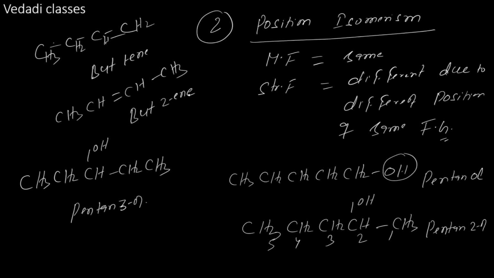So but-2-ene is the isomer of but-1-ene. There is a change in position from 1 to 2. So this is the type of position isomerism. You can take any example in which the functional group changes its position, and it is known as position isomerism. Now have a look here.